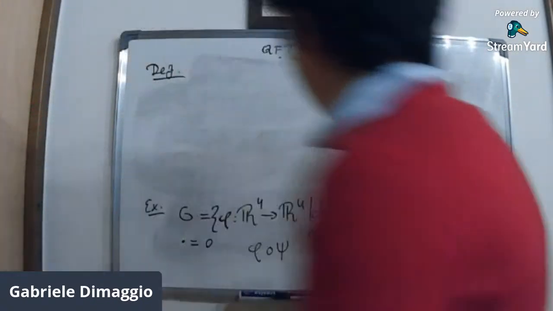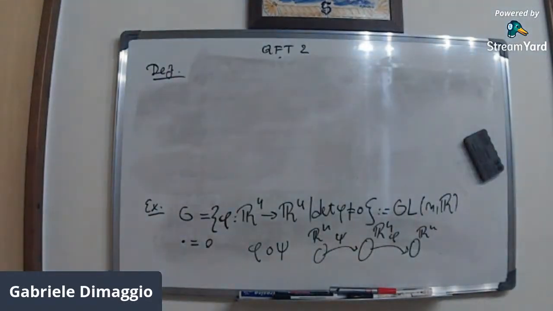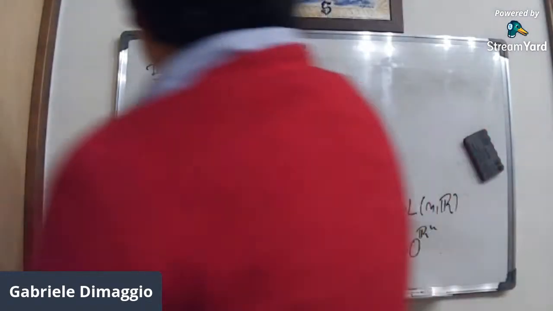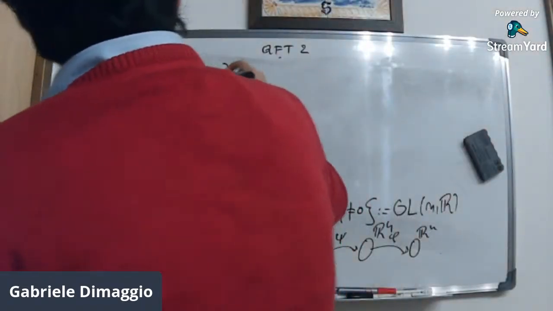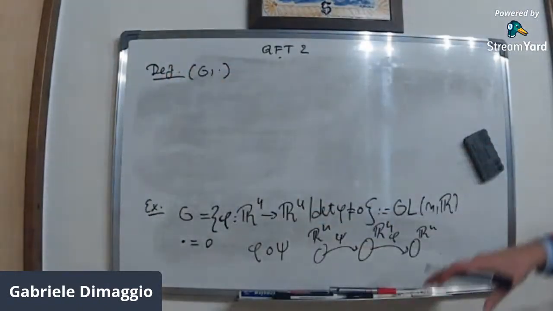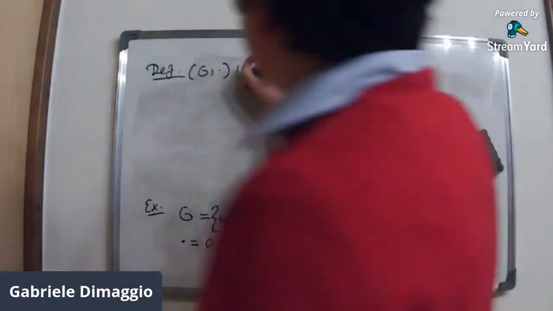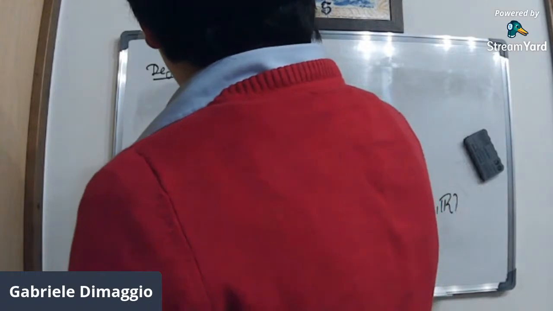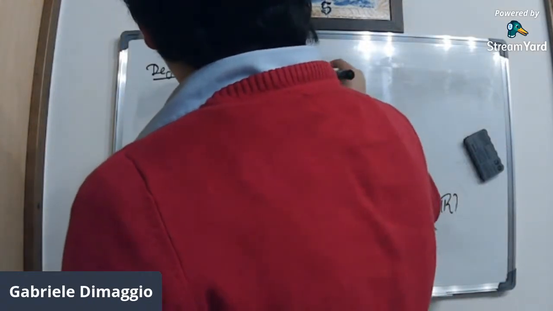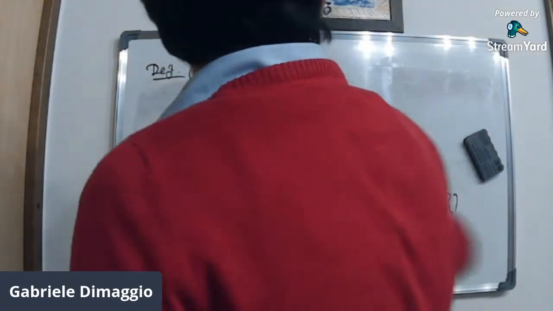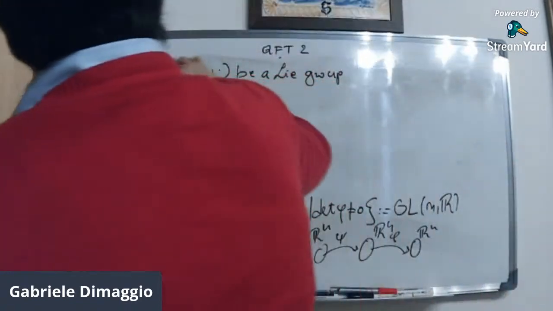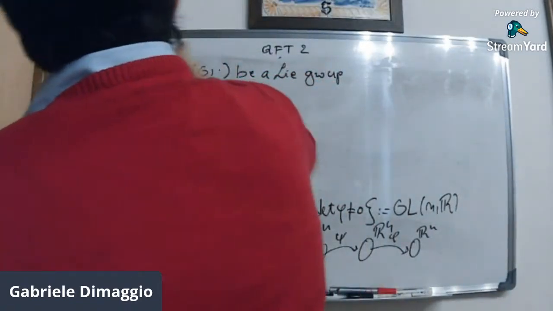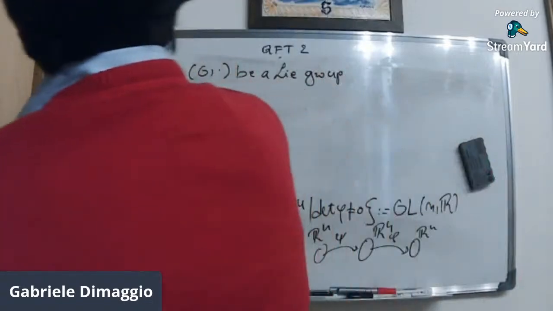Okay. Now, we can talk about left translation. So we can take a Lie group G with an operation point. Okay, and this is a Lie group. Sorry, I forgot this definition.